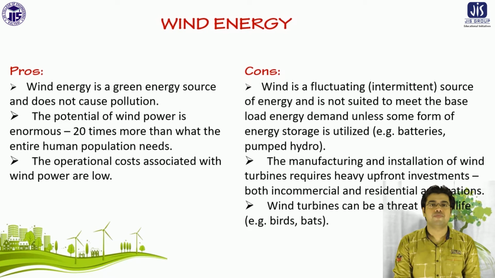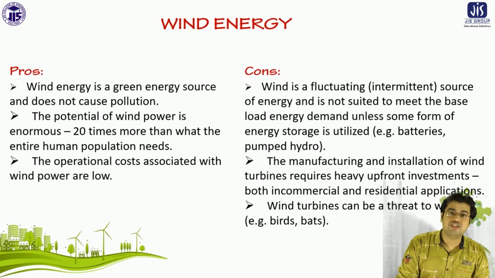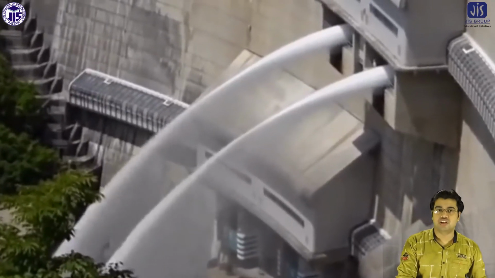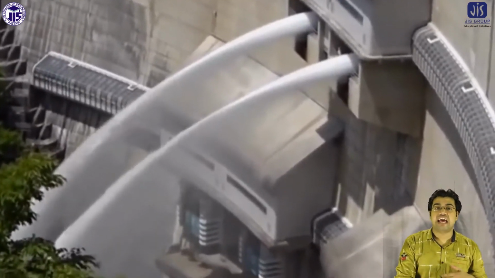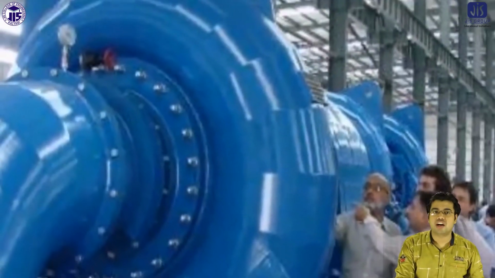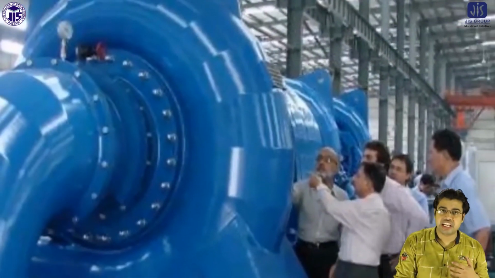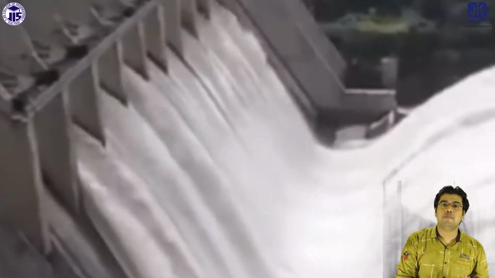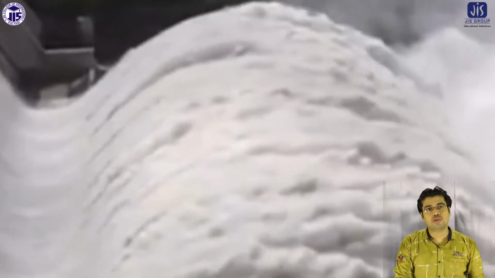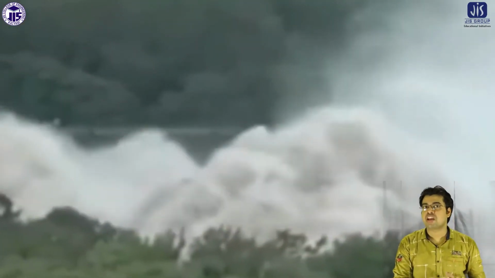Now we'll move to hydropower. Hydropower energy is the energy derived from falling water or running water. Falling water is channeled through water turbines. The pressure of the flowing water on turbine blades drives an electrical generator, converting the motion into electrical energy. This is an enormous source by which we can generate energy.